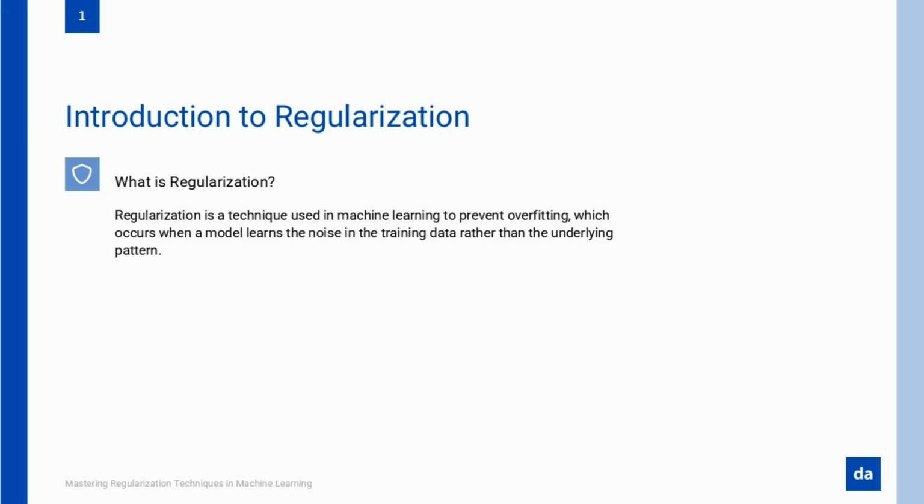Now, how does it actually work? Without getting too technical just yet, here's the big idea. Regularization adds a penalty to how complex our model can be. If our model tries to use too many parameters or give too much importance to small details, regularization steps in and says, hey, calm down, focus on the bigger picture. It literally shrinks unnecessary parts of the model so it can generalize better.